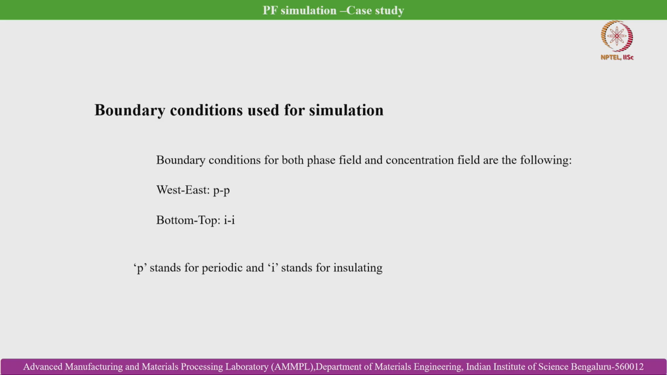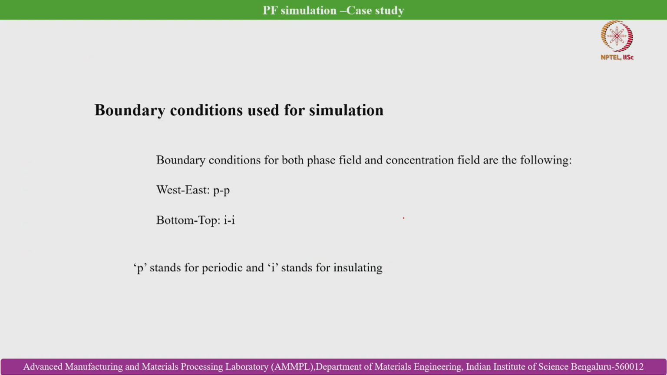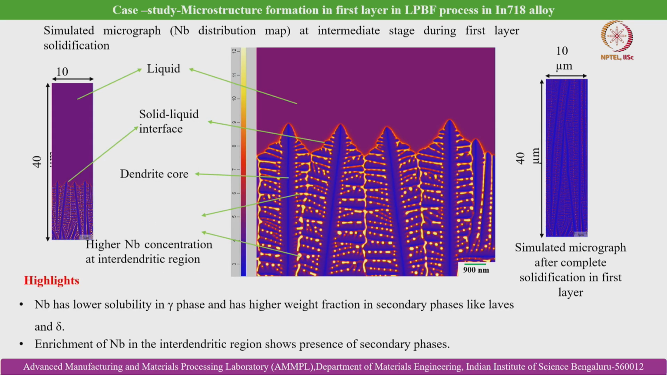So, these are the boundary conditions considered in this typical domain. The domain is shown over here; this is your computational domain. For both the phase field and the concentration field, west and east are periodic, and bottom and top are insulated. This is a typical simulated micrograph for the first layer, having 40 micrometer height and 10 micrometer width. The simulated micrograph shows the niobium distribution map.